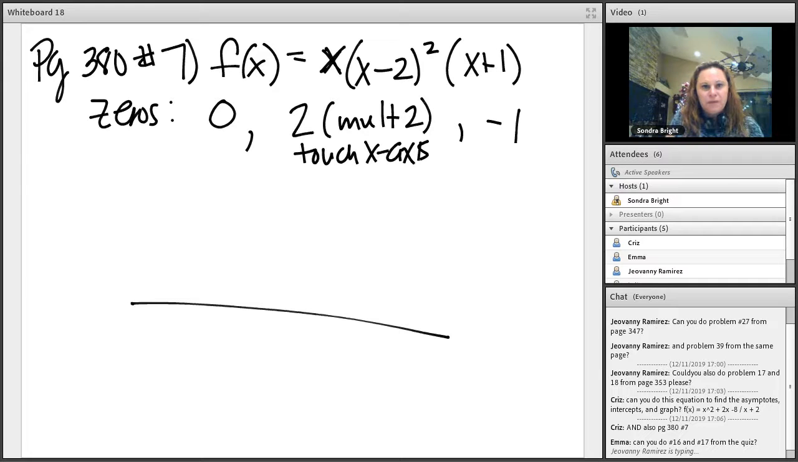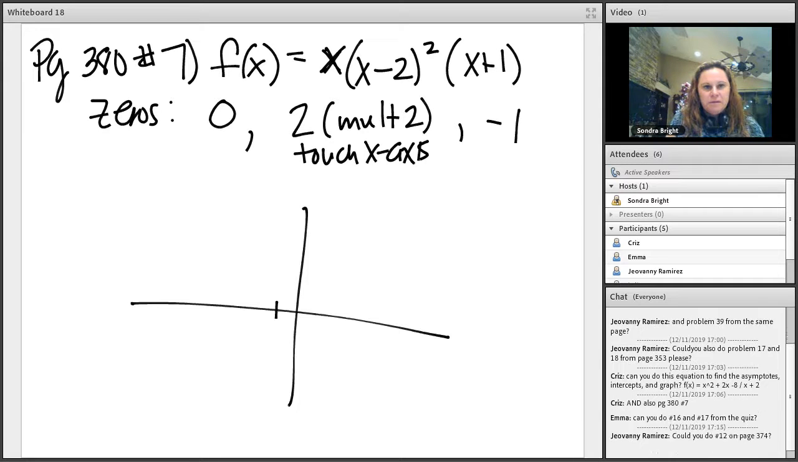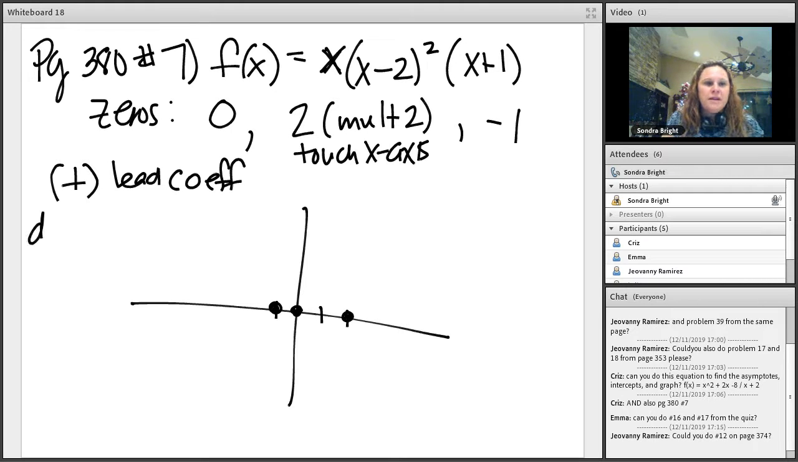So we got -1, 1, 2. Okay, so I have zeros at -1, at 0, and at +2. And then you have a positive leading coefficient. What is the degree of this polynomial? We have an x to the power of 1, 1 plus 2 plus another 1, so it's a degree 4.